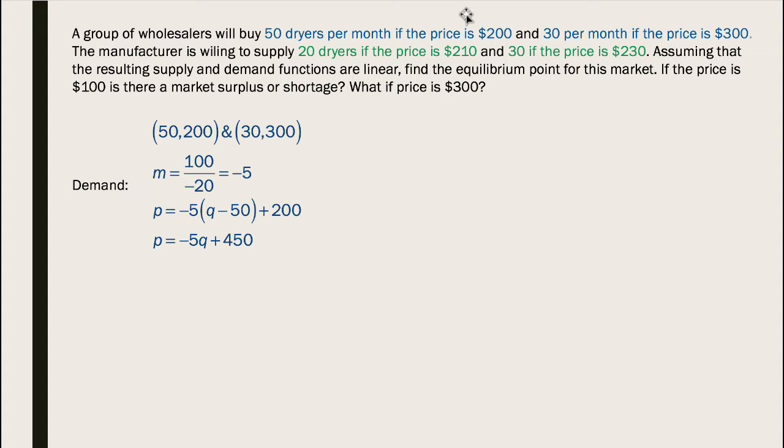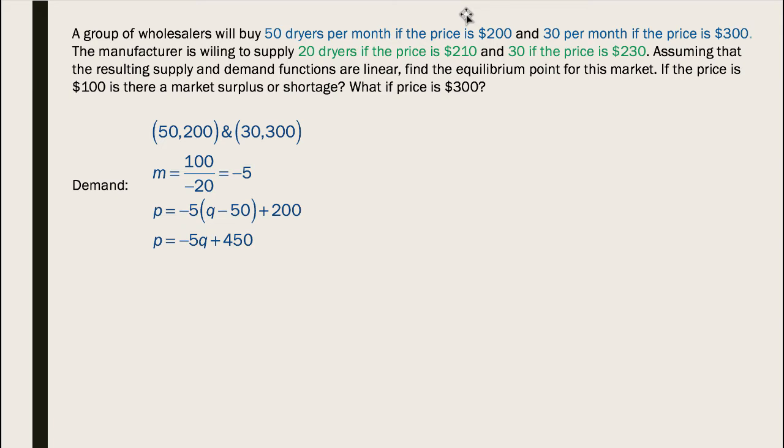I'm going to use that information to find the slope and then use the point slope formula to find my equation of a line. So my slope I get to be -5. Plug that into my point slope form. Remember, when you do point slope form, it doesn't matter which point you use. I'm just going to use the one that has smaller numbers in it. And then I distributed the -5 to simplify my equation. So my demand curve is P equals -5Q plus 450.